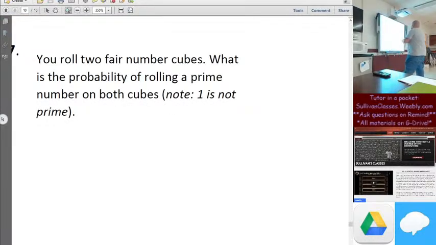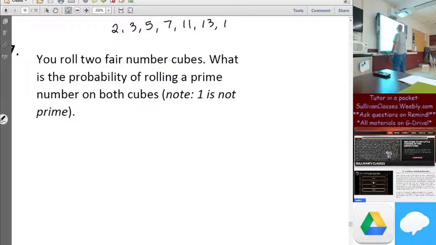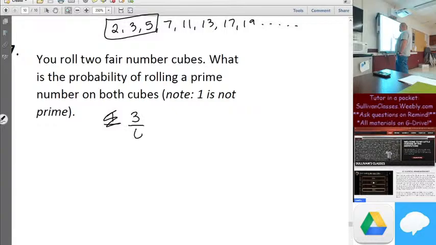All right. Rolling 2 fair number cubes, what's the probability of rolling a prime number on both cubes? Remember that 1 is not prime, that note is there. Our primes are 2, 3, 5, 7, 11, 13, 17, 19, on and on, but these are normal D6s, so that's all I got. So the probability I roll a prime on the first one is 3 things out of 6 things, or 1/2. The probability I roll it on the second one is also 3 out of 6, or 1/2.